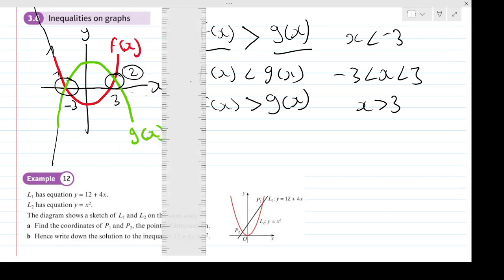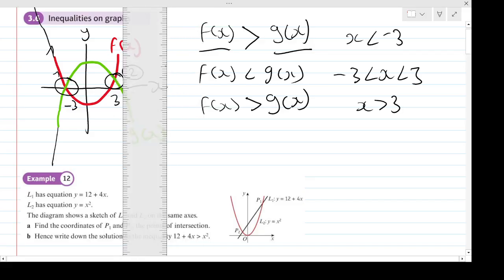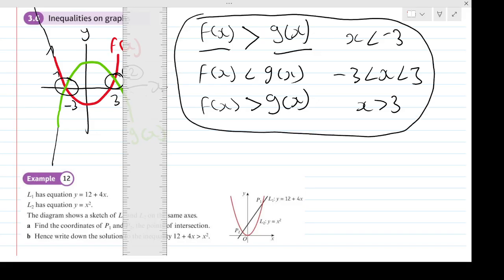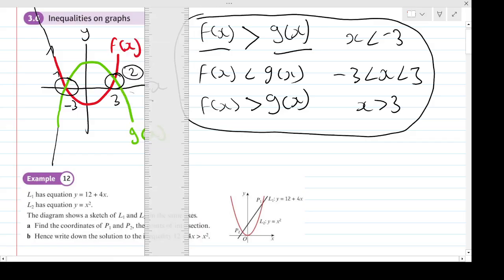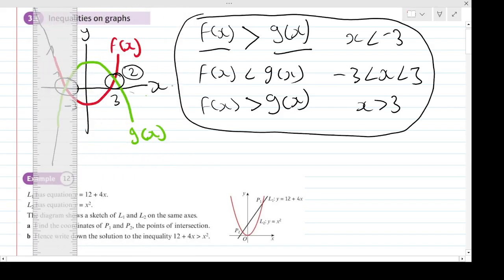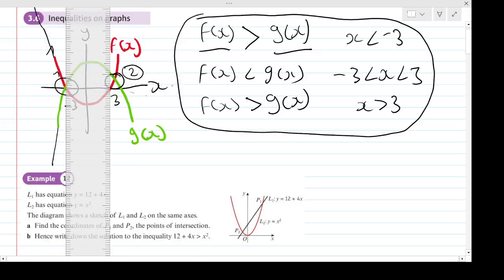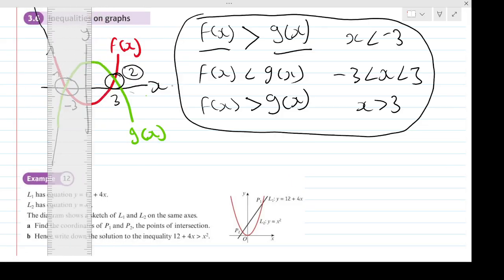And so that describes these three different bits of information. They describe when f of x is above or below g of x at certain points. Okay, and hopefully you see, to reiterate once more, before the first intersection at minus 3, f of x, the red curve, is above g of x.